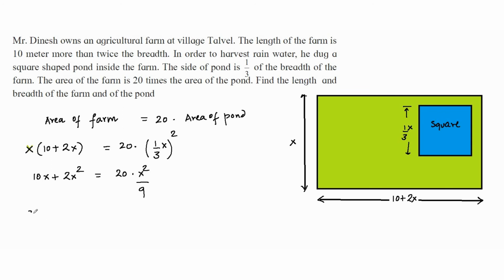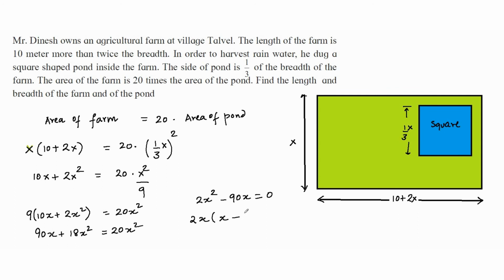Cross multiplying 9, I get 9 into (10x + 2x square) is equal to 20x square, which means 90x + 18x square is equal to 20x square, which means 2x square minus 90x is equal to 0. This implies I can take 2x common. So 2x into (x minus 45) is therefore equal to 0, which implies either x is 0 or x minus 45 is 0, and therefore x can be either 0 or 45.